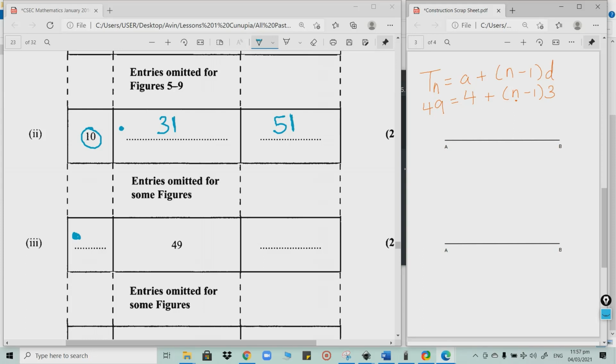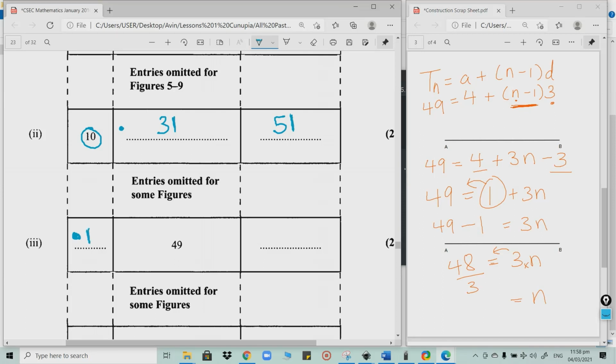It's pretty easy. Let's multiply the brackets. We have 49 is equal to 4 plus everyone inside this bracket gets multiplied by the 3. 3 by N is 3N, minus 1 by 3 is minus 3. So we get 49 is equal to, well, 4 minus 3 is 1, and then we have plus 3N here. Throw across the positive 1, you get minus 1. 49 minus 1 is 48. This is equal to 3n. The 3 is multiplying, throw across the multiply, you get a divide. So 48 divided by 3 is 16. So over here is supposed to be 16.